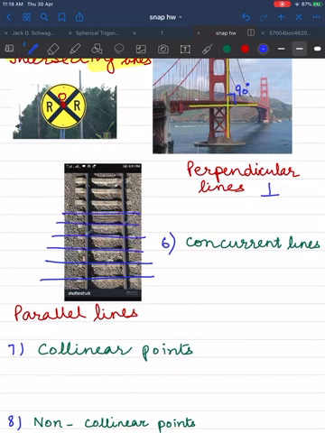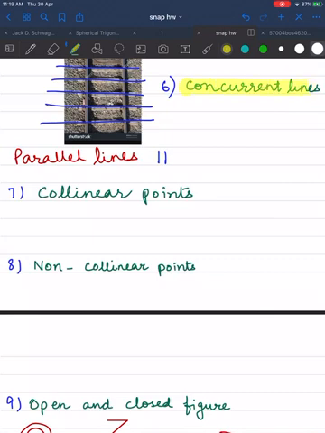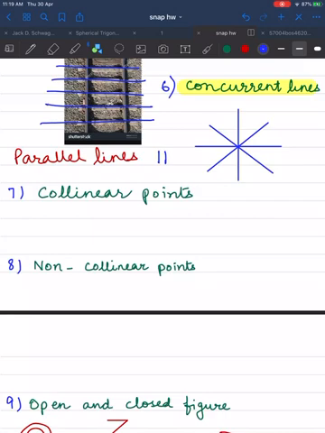Parallel lines. The lines that do not intersect each other even if they are extended. Here you can see an example of parallel lines, a railway track. Parallel lines are denoted by two vertical lines. Concurrent lines. Three or more lines are said to be concurrent if all of them pass through the same point. Let's draw. So here you can see four lines passing through a common point O. Here O is called the point of concurrence.